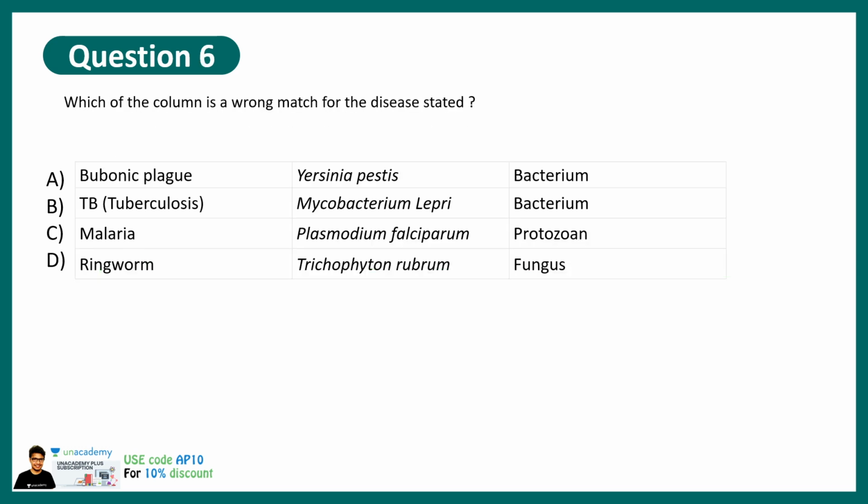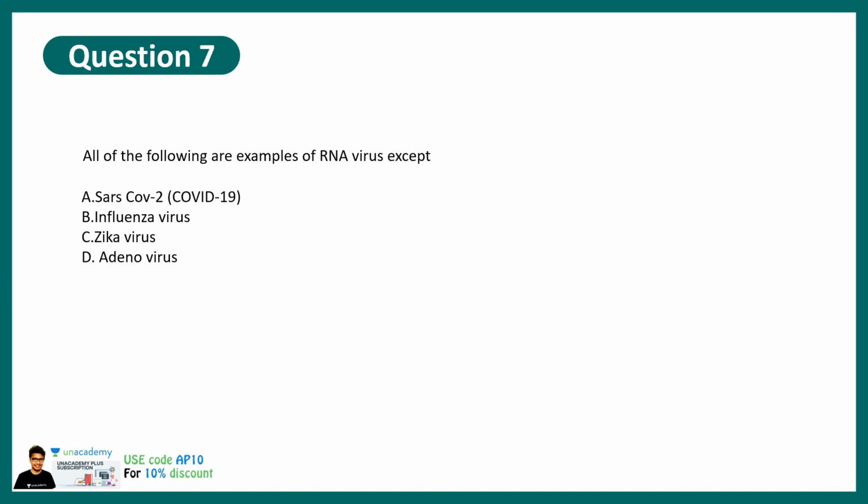support their growth. Which of the columns is wrongly matched to the disease stated? So there is bubonic plague, tuberculosis, malaria, and ringworm. You have to read all of these options, and if you have guessed it correctly, the wrong answer here is actually option B, but incorrectly stated here. The option B is the wrong answer here. I mean the correct answer here. So Mycobacterium tuberculosis causes tuberculosis, not Mycobacterium leprae. So sorry about this particular technical mistake.